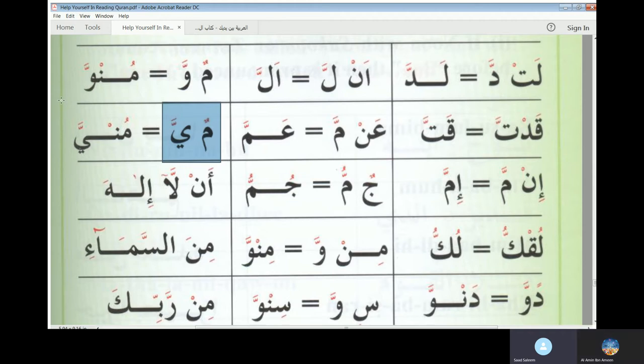Mimma. Don't read noon of the min. I told you that when shadda comes, noon is ignored.